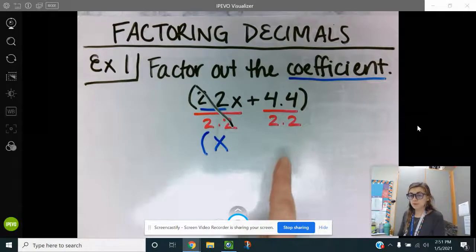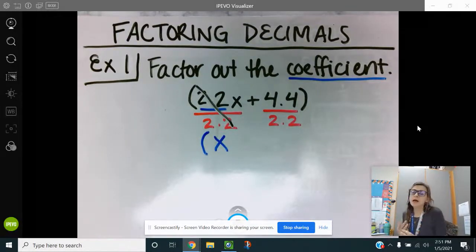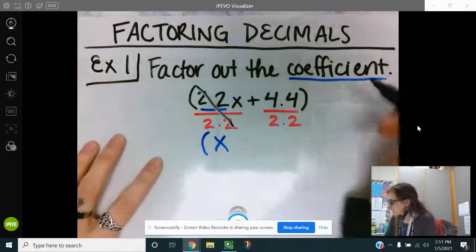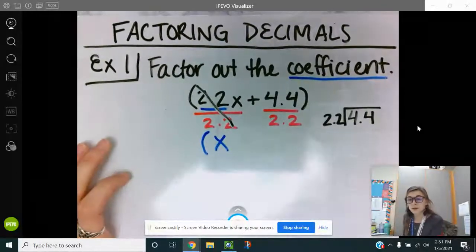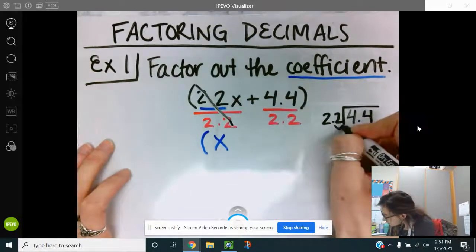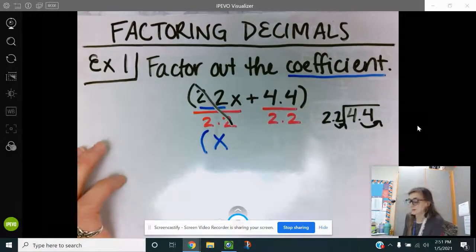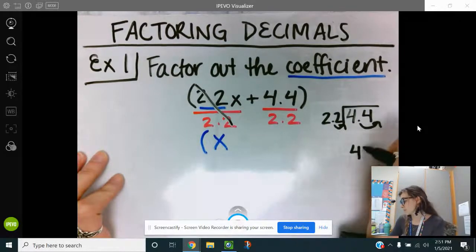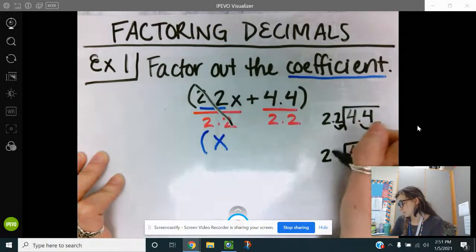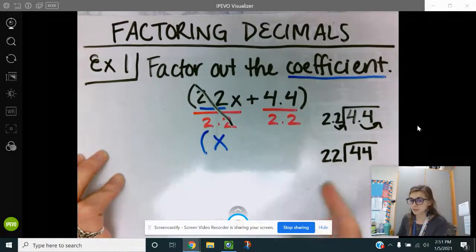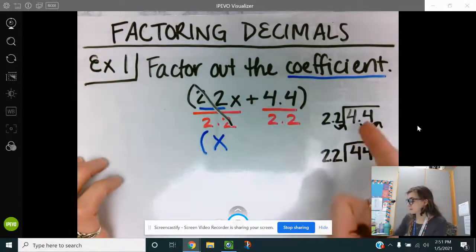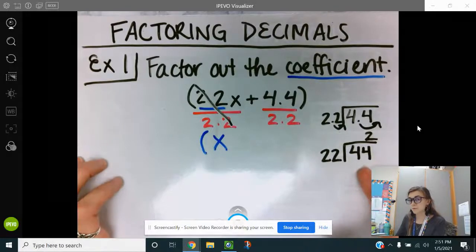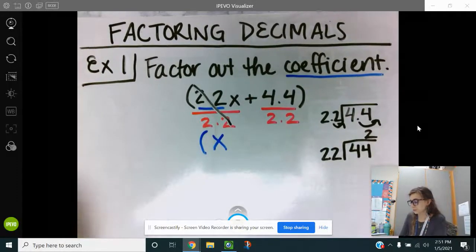Now I need to do 4.4 divided by 2.2. You can say, well, how many 2.2s can fit into 4.4? You might be able to quickly see that, but in case you don't, 4.4 divided by 2.2. When you have a decimal outside, you need to slide it, which means you need to slide this one. So what you're really going to be doing is 44 divided by 22. How many times can 22 fit into 44? 2 times. So 4.4 divided by 2.2 is the same as 44 divided by 22, which is 2.